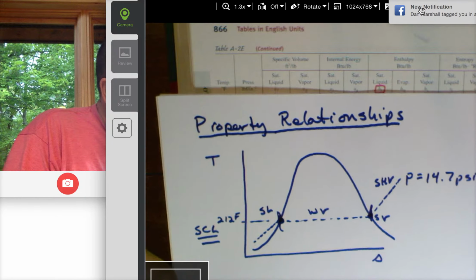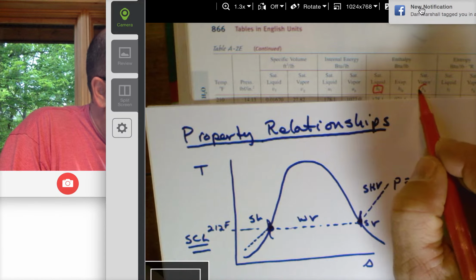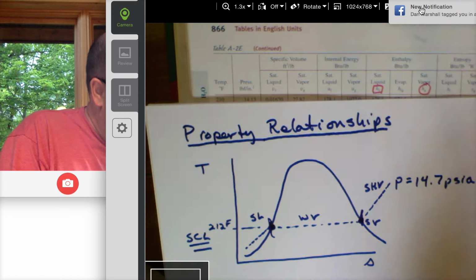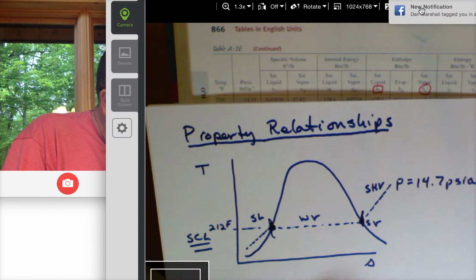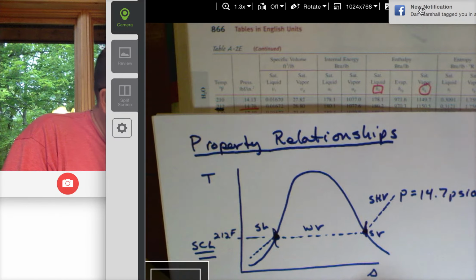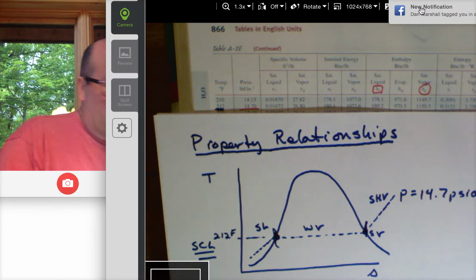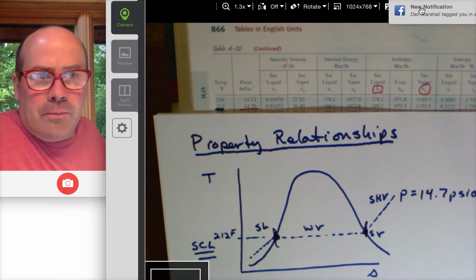We also can find saturated vapor. Now notice that they use the subscript G for saturated vapor. So Hg is 1150.5 BTUs per pound mass. Now let's think about what that means.